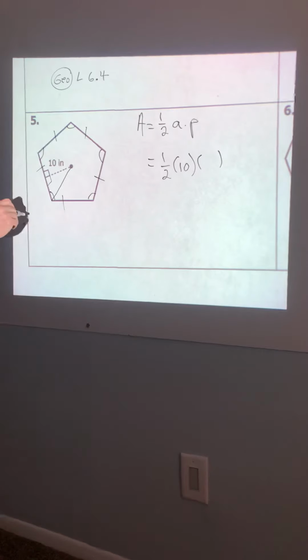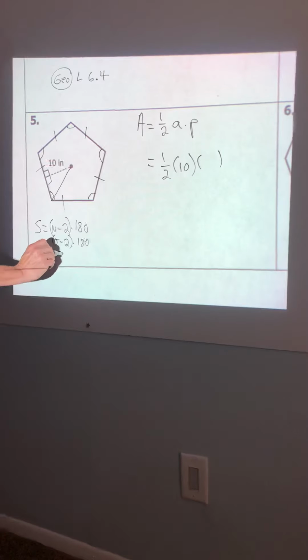Well, there's this formula we used a long time ago. The sum of the interior angles is n minus 2 times 180. Well, these are 5 equal sides. This is a pentagon. You plug in 5. You guys remember this formula? And then it ends up being 3 times 180. When you multiply that out, you get 540.